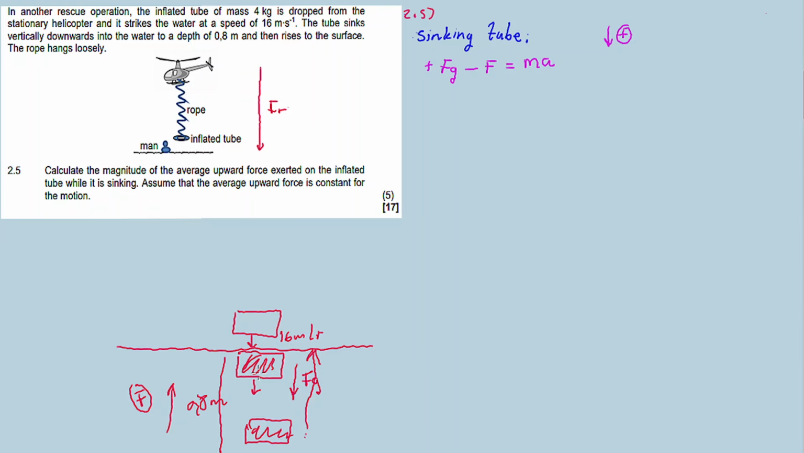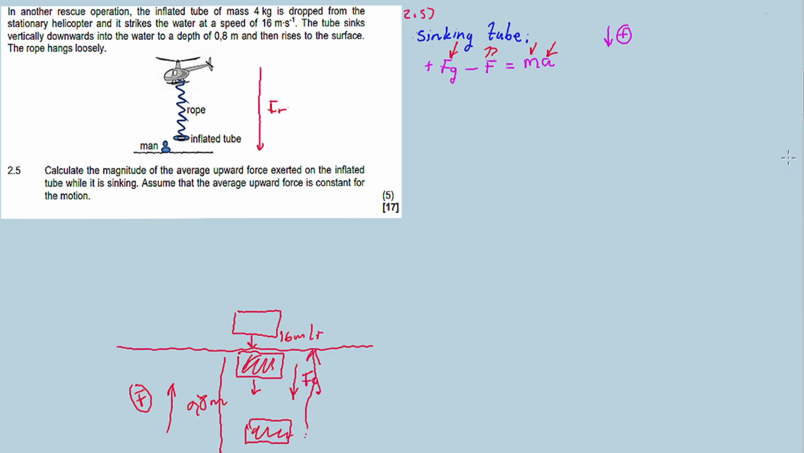So we need to calculate the acceleration. Okay, Fg now we can calculate. I have the mass of the tube. I want F in this equation. I have the mass as well. So what we need is a.